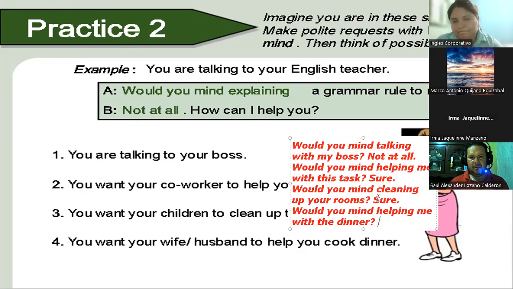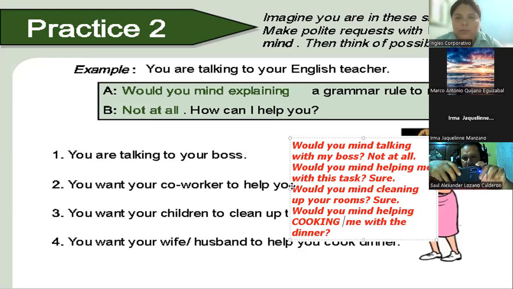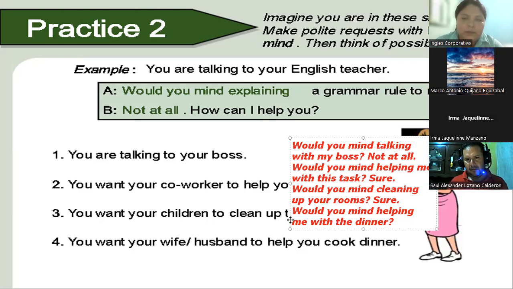Say, would you mind helping me cooking the dinner? In this case, no, not that way, because you cannot have these two verbs together, right? So gerund. In this case, you have to use an infinitive. So would you mind helping me to cook that dinner? Okay. But not together.